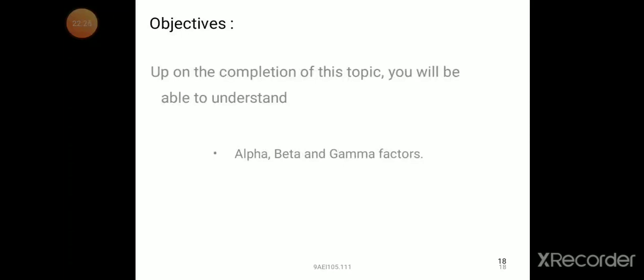So these are called the current gains in the three configurations. What amount of current is gained from these three configurations? Common emitter configuration, common base configuration, and common collector configuration.